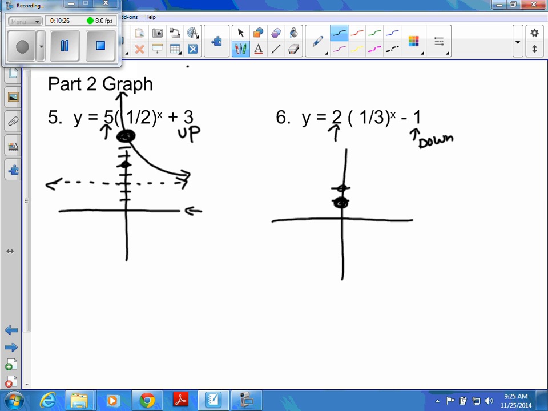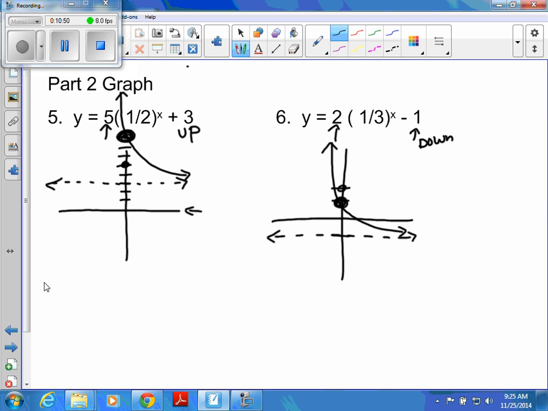My asymptote also has to get moved. It used to be at 0. That also has to get shifted down 1. So here's my new asymptote. Again, I started at 2, but I need to shift it down 1. So that's where my new dot is, and my asymptote that went down 1. Since it's 1/3, it decreases.